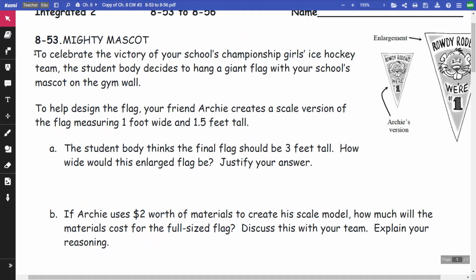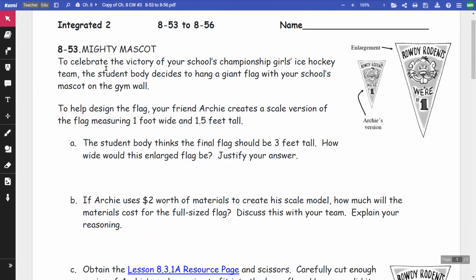Our homework is going to be what we were doing yesterday, but in this case, what we're looking at is a situation where we're enlarging shapes. So it says Mighty Mascot on 8-53. To celebrate the victory of our school's championship girls ice hockey team, the student body decides to hang a giant flag with your school's mascot on the gym wall. So here's the big one and here's the small one.